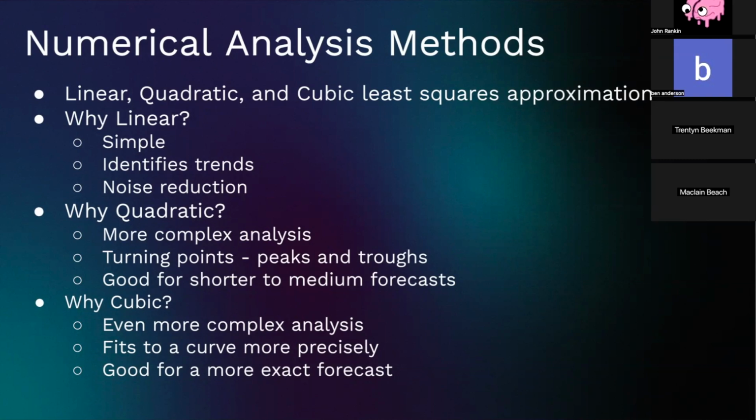For quadratic, if we wanted a bit more complex analysis, it's good for showing turning points, so peaks and troughs, and for a shorter to medium forecast, if we didn't want to do a full 6 years or something long like that. And then finally, cubic is even more complex. The curve is a bit more fitted towards the data. So if there's a lot of ups and downs in the data, it fits it a lot better, which also goes for a more exact forecast.